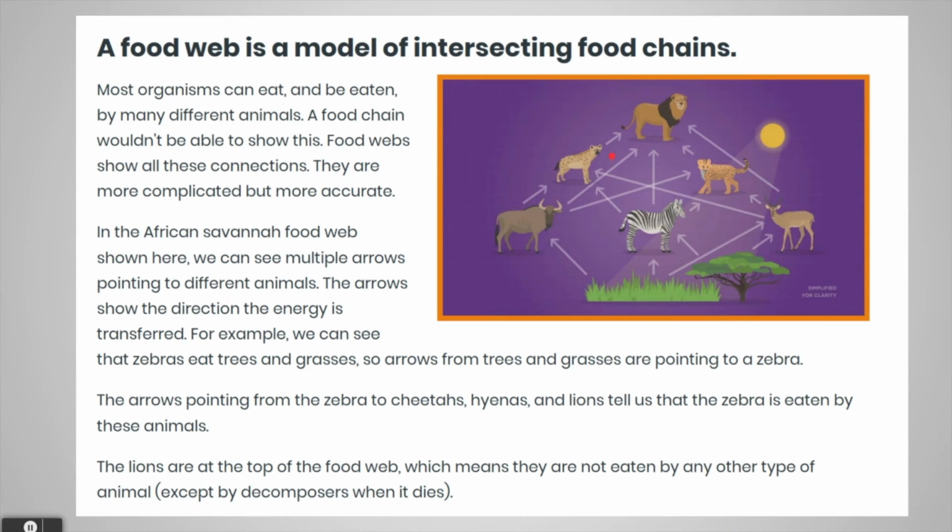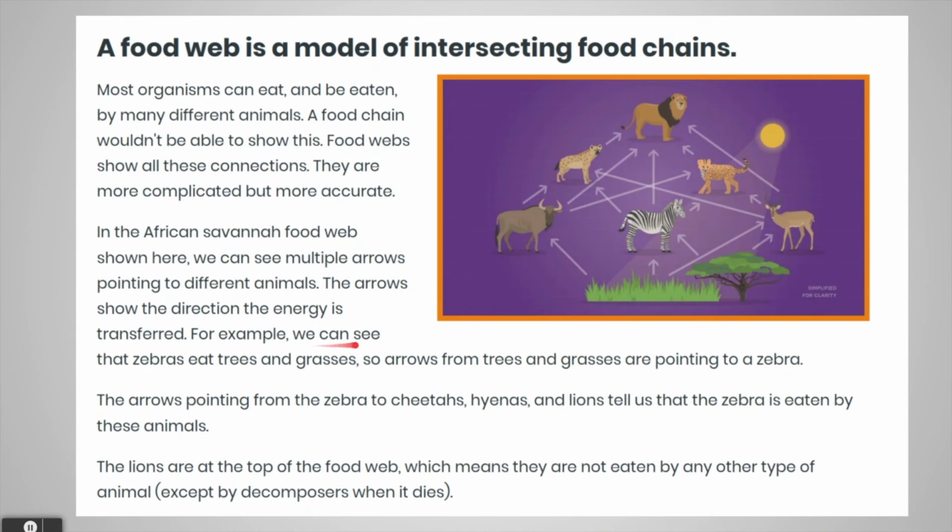And then even above that, there is a lion, which can receive its energy from either the cheetah, the gazelle, the zebra, or the yak. So the lion is at the top of the food chain. The arrows show the direction the energy is transferred. So notice the energy is going up.